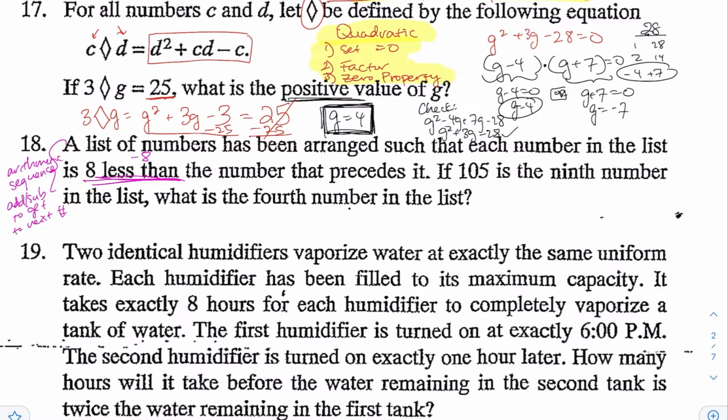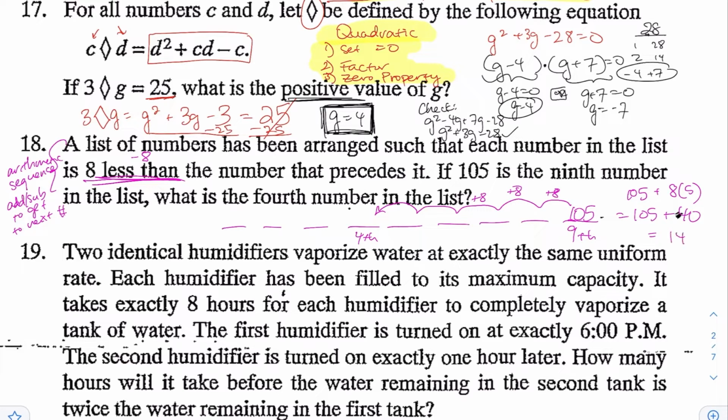So here, there aren't that many numbers. So this is the 9th number, and this is the 4th number. So the 9th number is 105. And normally you subtract 8, but since we're working backwards, you'll have to add 8. So you want to add 8 1, 2, 3, 4, 5 times. So when you add 8 5 times, you're really adding 40. So that would be equal to 145.